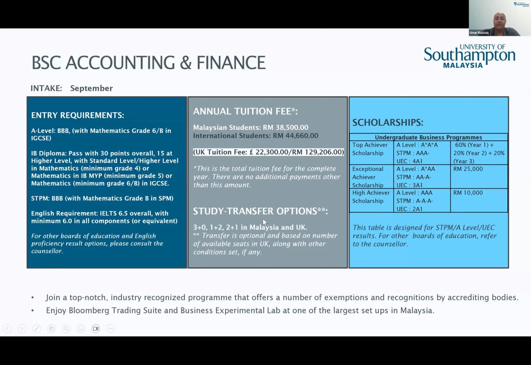Now, transfer option for this program is 3 plus 0, meaning all three years in Malaysia. You still get this UK degree, 1 plus 2 or 2 plus 1. It's your choice. We do have a number of seats, obviously, because UK follows certain quota, because of UCAS and so on. So we have to abide by that. But other than that, no other guidelines, no other limitation for transfer. If the seats are available, students can transfer to UK.